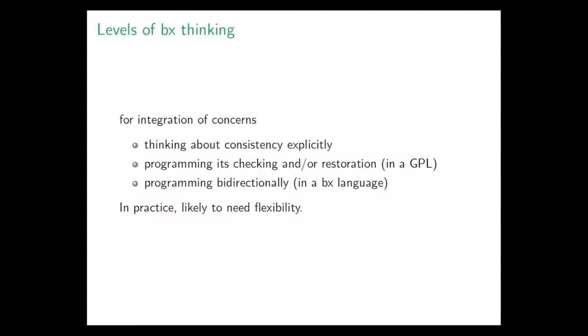So we're seeing that there are different levels of bx thinking. We're already thinking in terms of bidirectional transformations if we're thinking about consistency explicitly, and I think that's already a useful thing to do. But the next step then is to check or restore it programmatically, and we might do that using a general purpose language, or we might do it using a special purpose bidirectional language. And in practice, I think we're likely to need flexibility. We're likely to need relationships between different artifacts in a development or different data sources in a federation of data sources, some to be connected automatically, some to have their consistency completely left for the humans to restore, some to be restored in a specialist bx language, and this is only likely to get worse, and therefore we really need to have the flexibility to make different bidirectional transformations and different ways of thinking bidirectionally work together in a productive way.